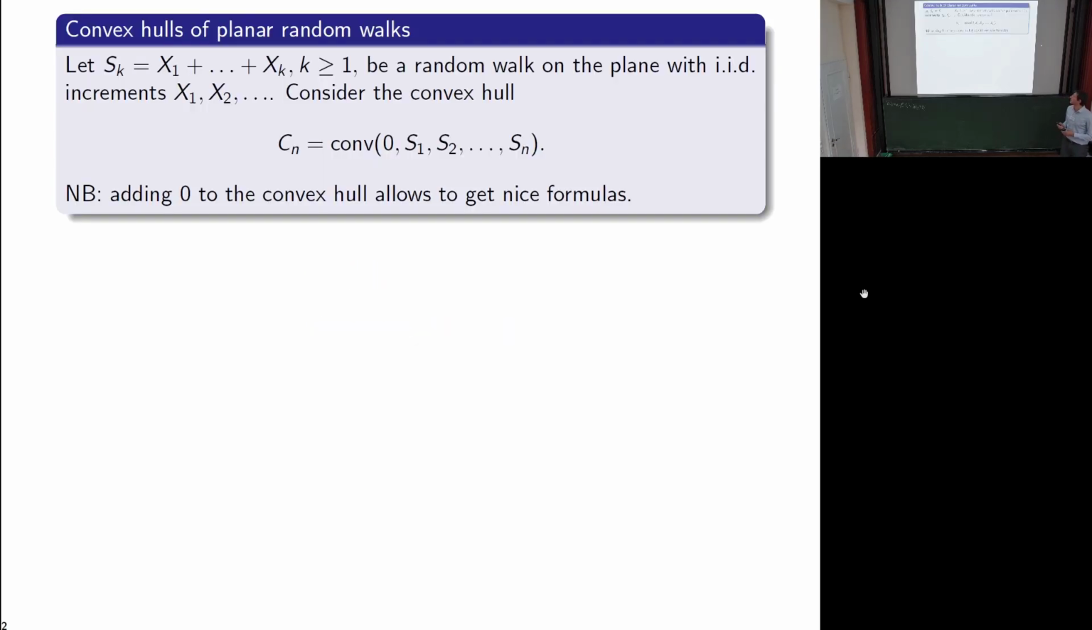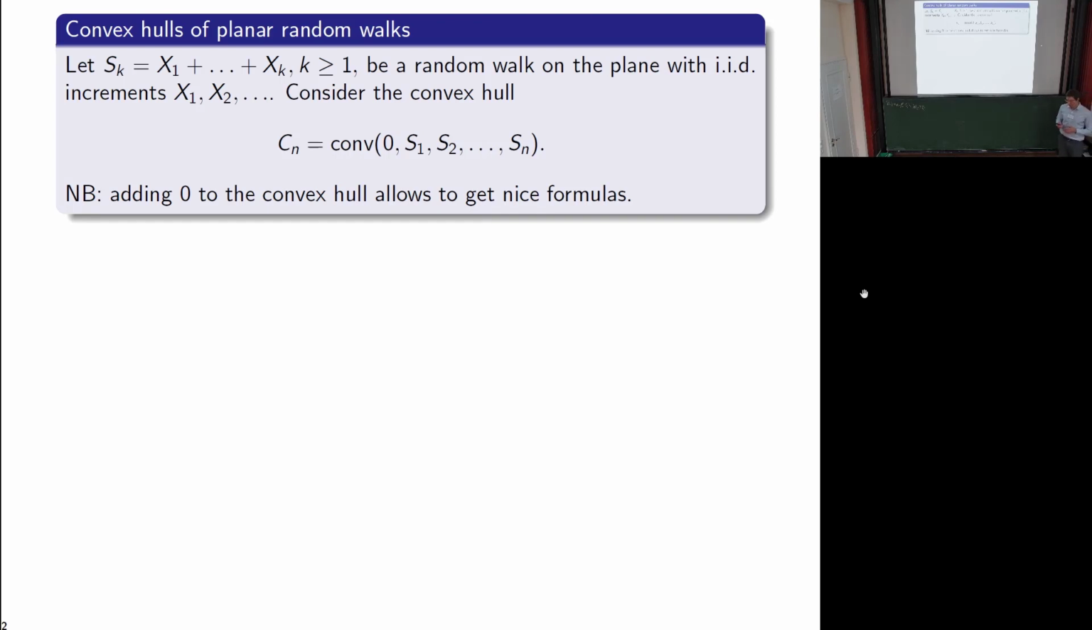Thank you. So in this talk, I will be dealing with convex hulls of random walks in the plane. So here is the notation. S_k is the kth step of a random walk on the plane. So it has IID increments X_1 and X_2, which are random vectors on the plane, and we'll look at the convex hull of the first n steps of the walk, and we include 0 just because this makes some formulas nicer. For my results, this inclusion of 0 doesn't change anything. So C_n is the convex hull of the first n steps of the walk, including 0.